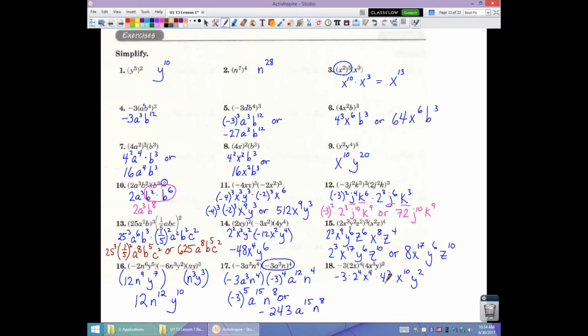Now, none of these bases match. I can't use any exponent rules to simplify them, but I can say that 4 squared is 16, 2 to the 4th is 16, and I'm going to multiply those times -3. So 16 times 16 is 256, times -3 is -768. X to the 4th times x to the 10th is x to the 14th. And then I have a y squared.